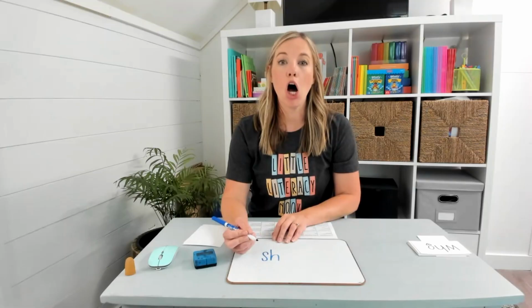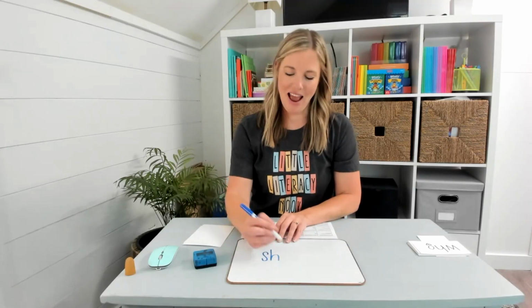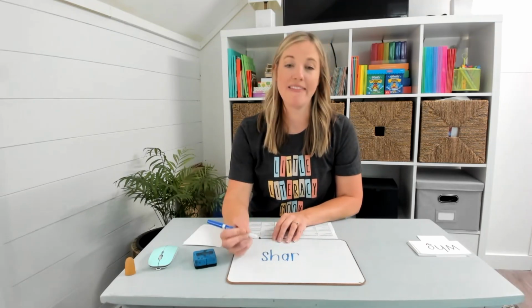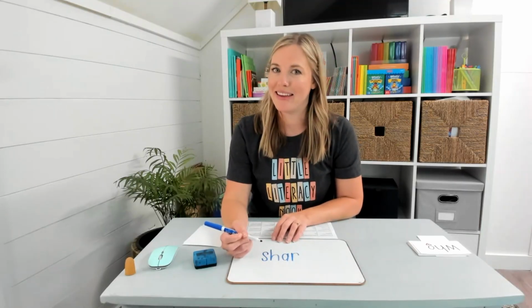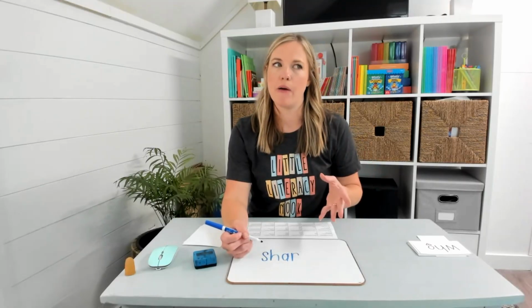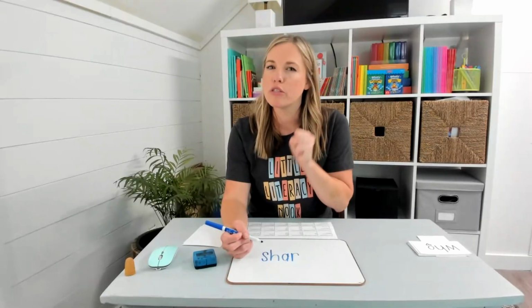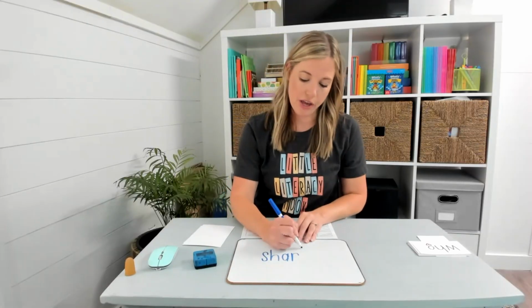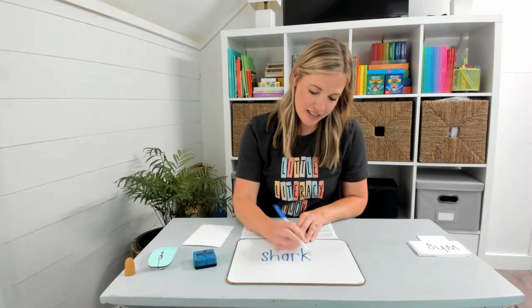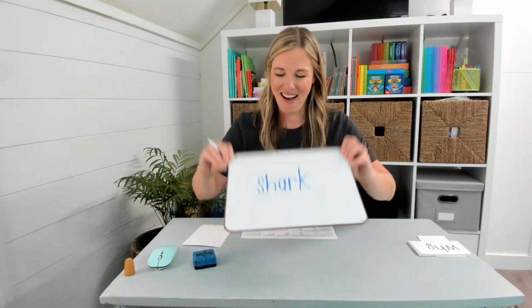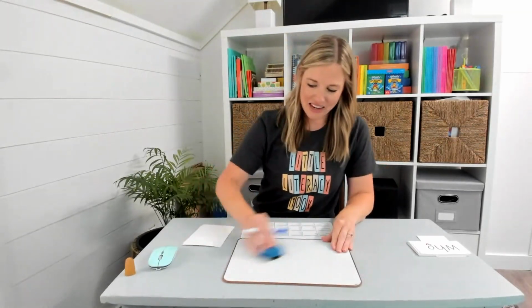S, H, R. What letters? A, R. Okay, and then I hear K at the end. Normally, at the end of a word, we would use CK to spell that, but that's only when it's a short closed vowel. And this is not a short closed vowel, it's a bossy R. So we're just going to spell it with K. S-H-A-R-K, shark. Awesome.